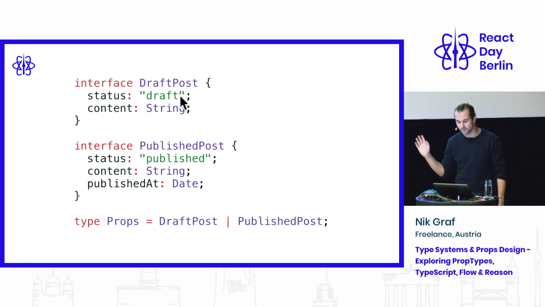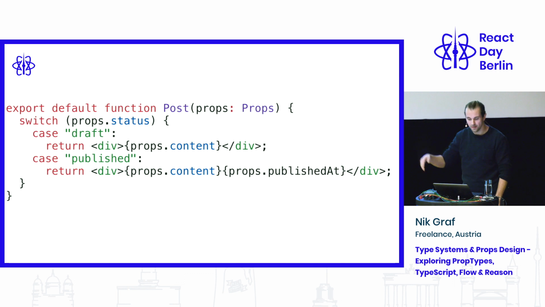So you can put anything there. You can say status is 1, 2, 3, 4, or whatever, but it must be clearly distinguishable. Two variants both being draft could not work, because otherwise the compiler will throw a warning and say it cannot distinguish them. Then you can implement on this prop status, like we have seen in the presentation before: if it's a draft, I show only the content. If it's published, then I show the content and publishedAt. Cool.